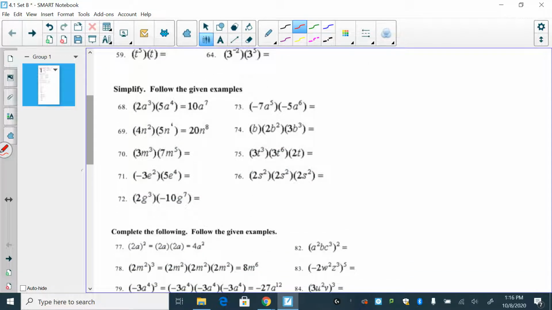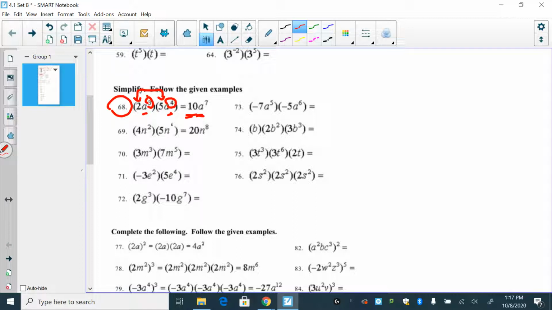So the next one, simplify. So you're doing a combo here. So 68, you multiply the coefficient, which is the big number to the left of the letter. So you multiply those two together. So that's how I got 10. And then you have A and A. So you repeat the A, that's your same base. And you add the exponents. 3 plus 4 is your 7.